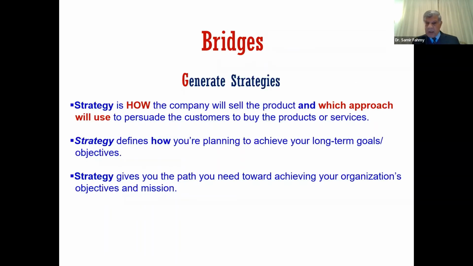So again, strategy is how the company will sell the product and which approach it will use. You decide how to work it out, which approach you will use to accomplish this objective. A strategy defines how you are planning to achieve your long-term goals and objectives, and gives you the path you need toward achieving your organization's objectives and mission.